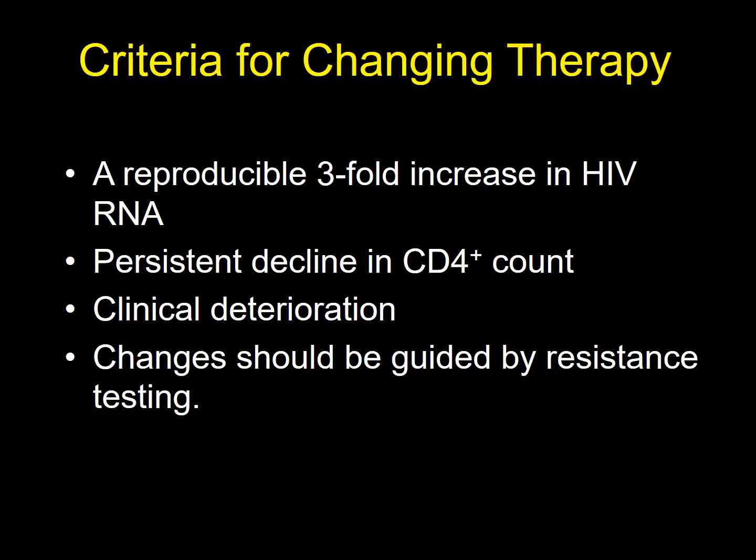So what I said is this is just a summary slide. These are your criteria for changing antiretroviral therapy. A reproducible threefold increase in the HIV RNA: this is virologic failure. Persistent decline in CD4 count: this is immunologic failure. Or clinical deterioration, where you continue to get opportunistic infection no matter what. And obviously, if the patient needs to change therapy, this should be guided by resistance genotype testing. That's all I have to say about HIV.